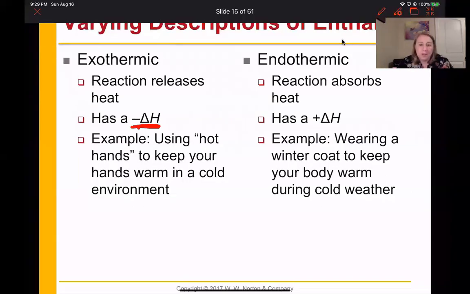Endothermic reactions, on the other hand, will absorb heat, right? That has a positive delta H. So for example, you want to keep your body heat warm during the cold winter, so you put a coat on. So you're actually absorbing heat.